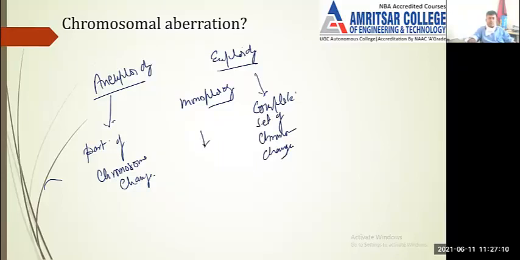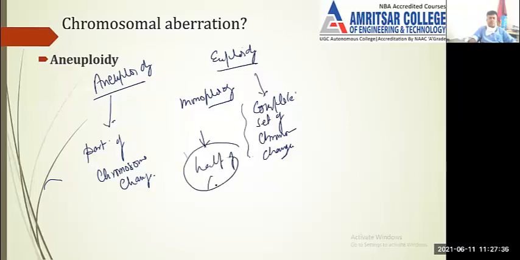Monoploidy. Monoploidy means, beta, who will tell me? Monoploidy is not a complete set. This is a half of a complete set. Okay, half of a complete set. I just explained it with an example, right?